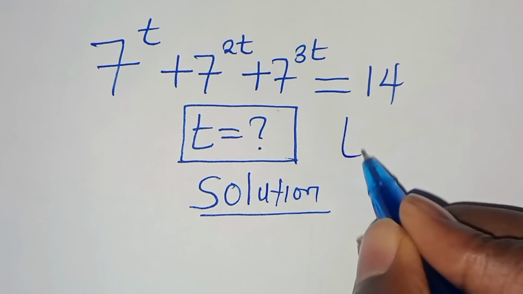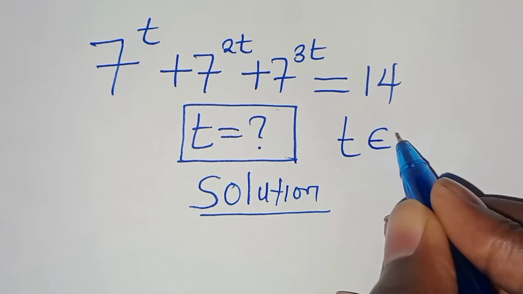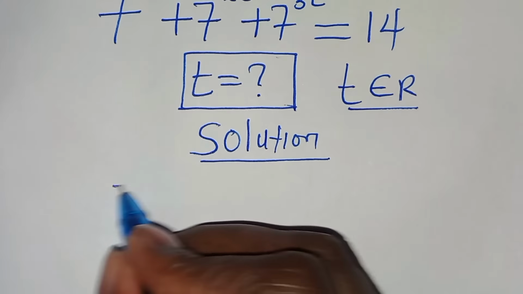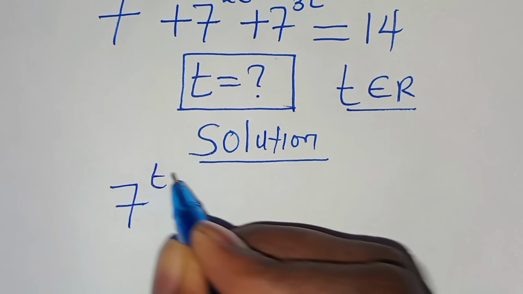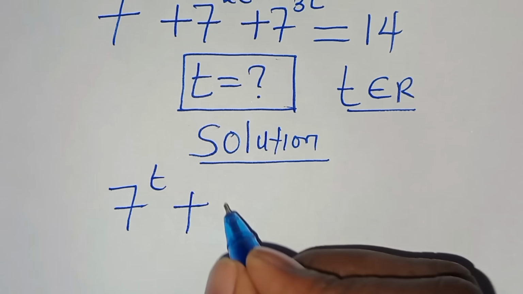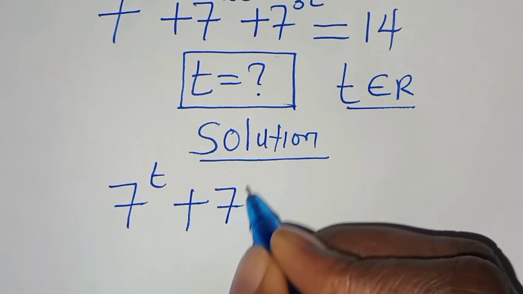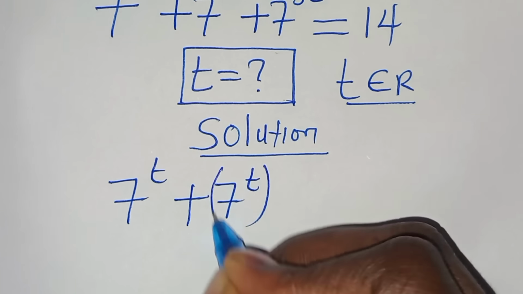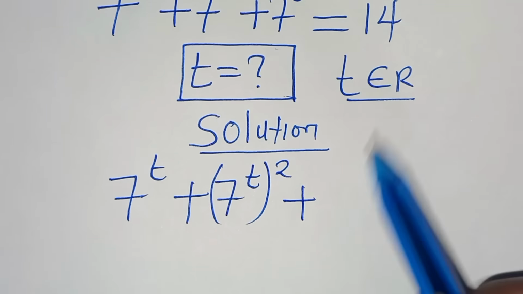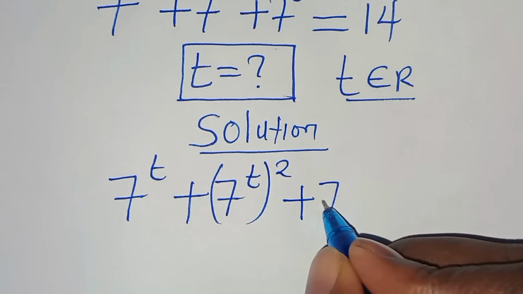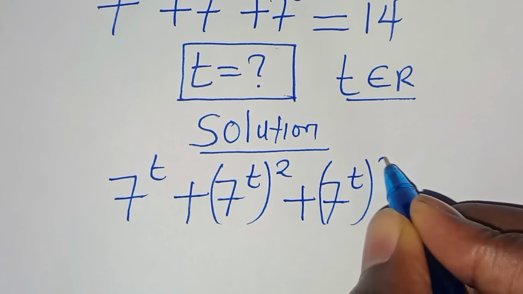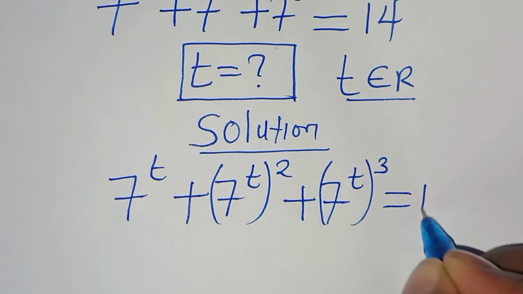We have that t is a member of real numbers. So we have 7 to the power of t plus, now we can express 7 to the power of 2t as 7 to the power of t raised to the power of 2, then plus 7 to the power of 3t. You can express this as 7 to the power of t raised to the power of 3. This is equal to 14.